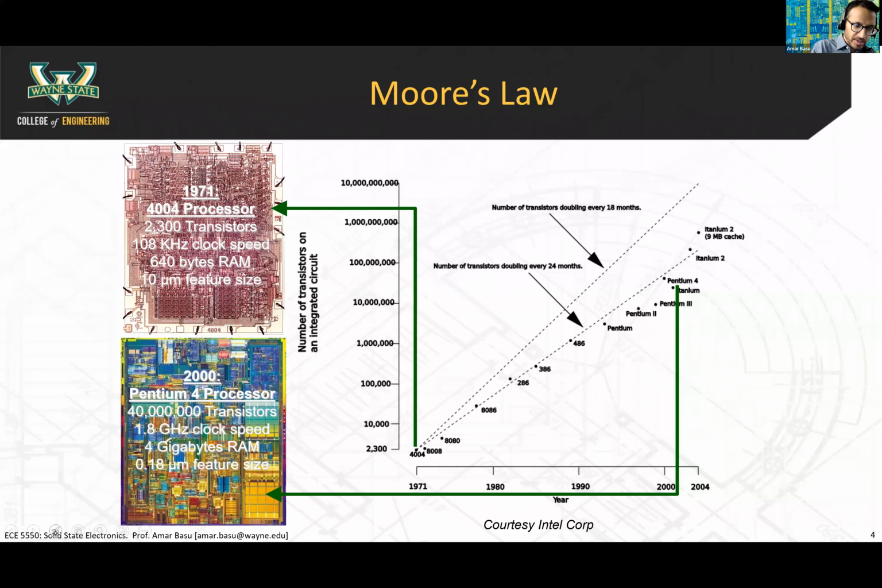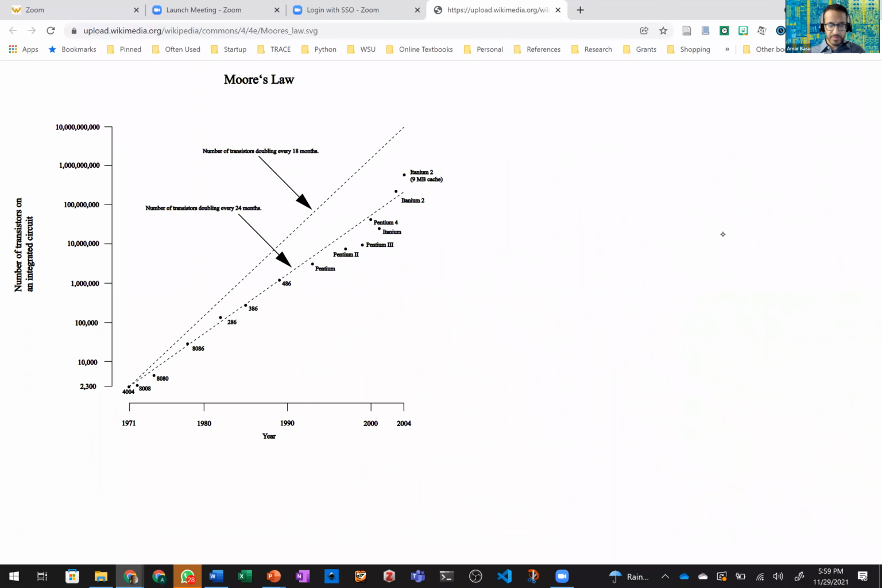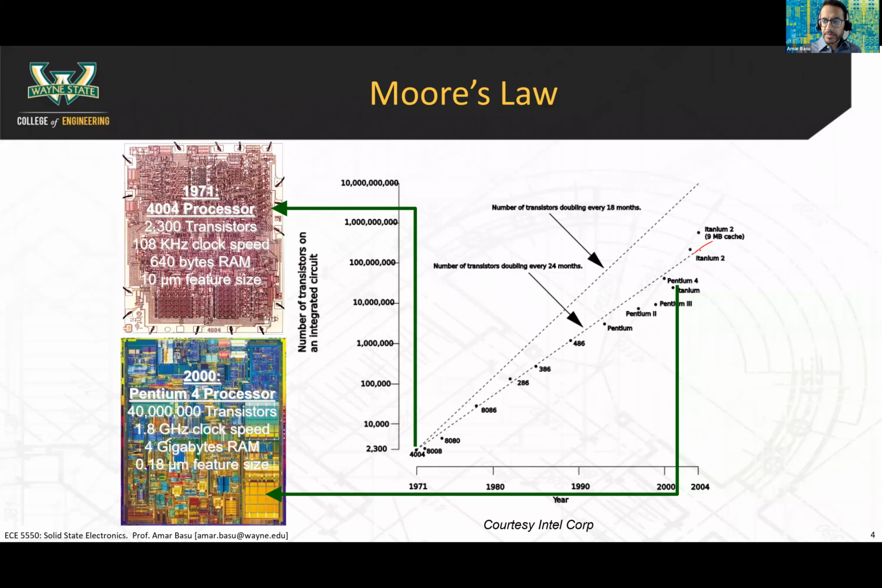Let me just remind everyone what Moore's law is. Back in the 1970s, the founder of Intel predicted that they would be able to pack more and more transistors on a chip. And by doing so, they would be able to do two things. One is that you'd be able to do more complex computation, right?